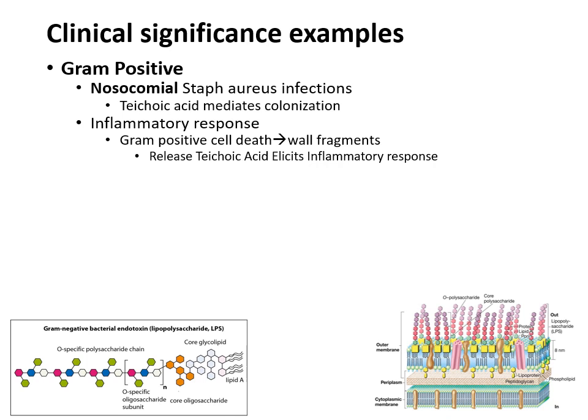Okay, so the teichoic acid helps the bacteria stick to the inner linings of your nose, and the teichoic acid also gets released when any of these bacteria dies and triggers an inflammatory response. So basically, the teichoic acid breaks away, and within your body, your immune system recognizes it as an invader and triggers inflammation and the immune response, which can be problematic.